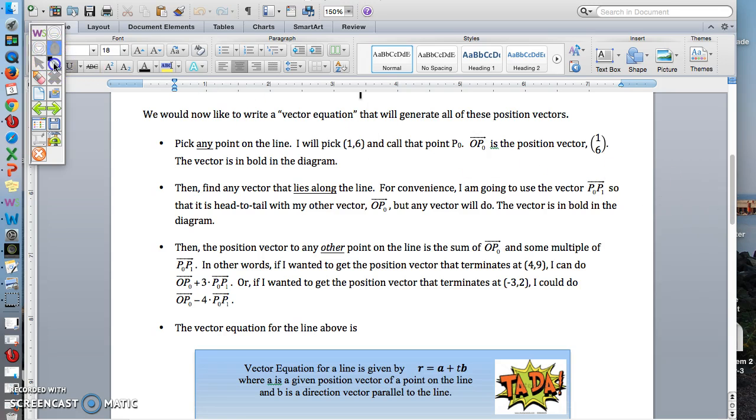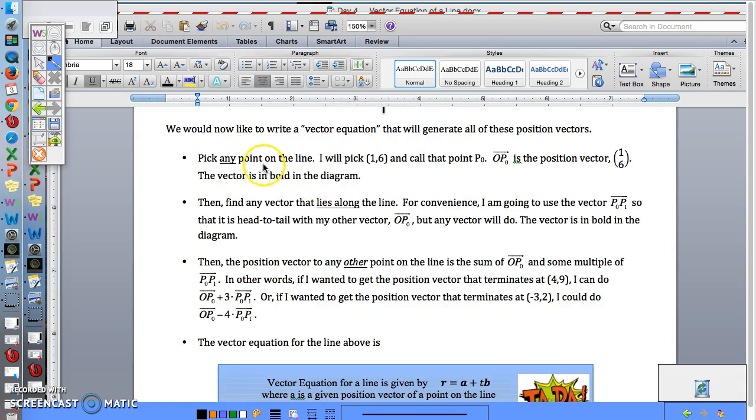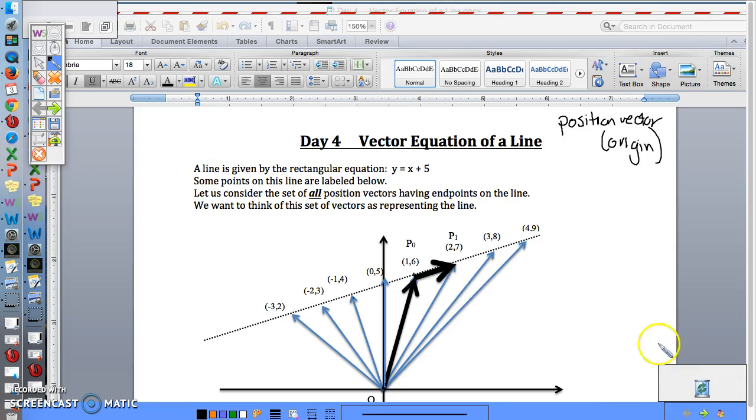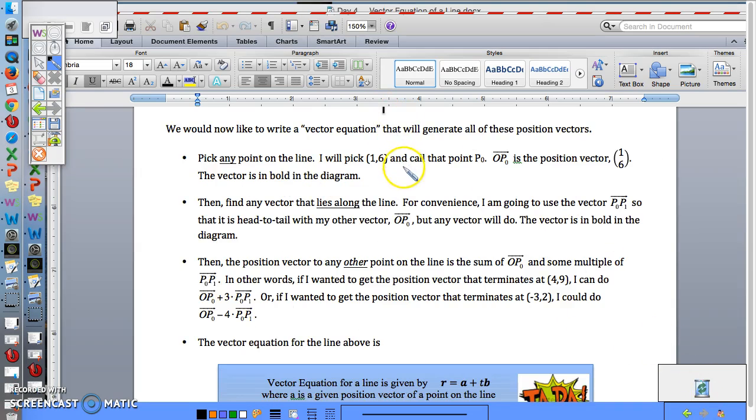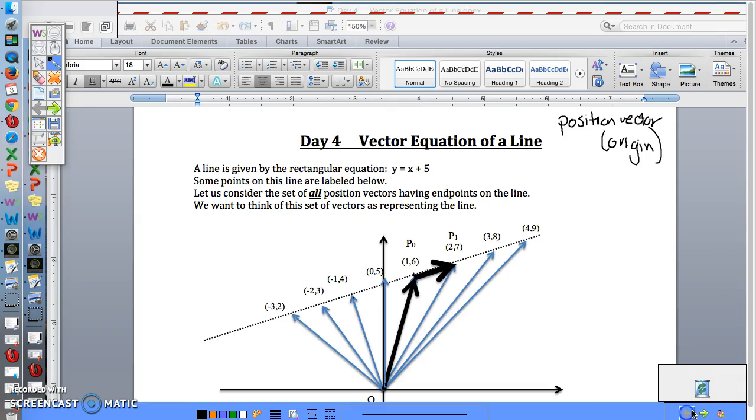Our vector equation that will generate all of those points: we pick any point on the line, for example this (1, 6) here. That is a position vector coming from the origin of (1, 6). Now we can take any vector along the line. How do we get from (1, 6) to (2, 7)? We go over 1 and up 1, so that vector is (1, 1).